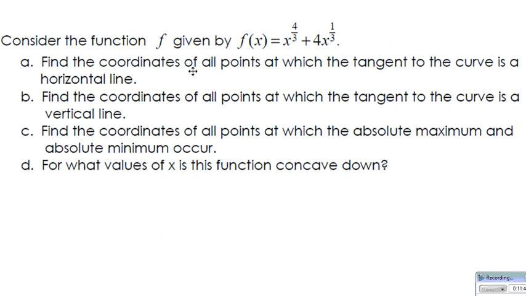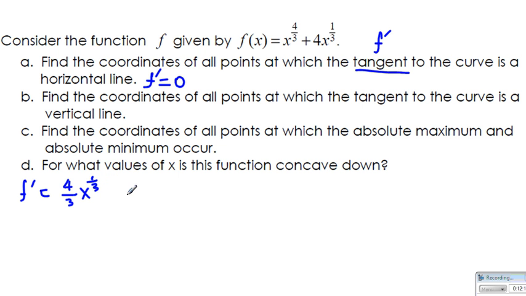So here we have: find the coordinates of all points at which the tangent to the curve is horizontal. Now, here, tangent talks about derivative. Horizontal means that the derivative has to be equal to 0. So let us try to find the derivative first. F prime here becomes, by the power rule, 4 over 3 times x to the, when you subtract 1, we get 1/3.